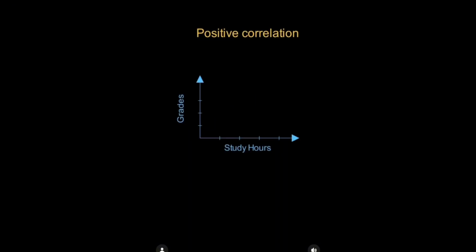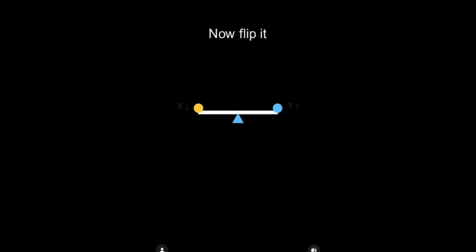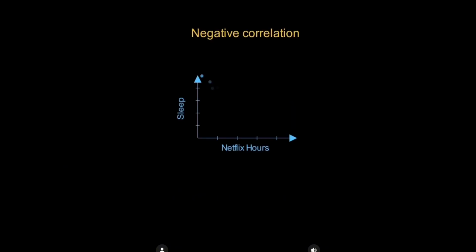Take studying. Every extra hour tends to pay off. Each dot is a real student, and the upward drift is unmistakable. Now flip it. The two variables push against each other. Late-night Netflix marathons paint this perfectly. Every extra episode chips away at your snooze time.